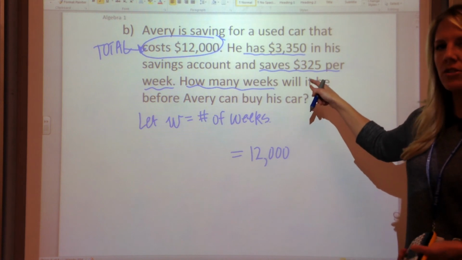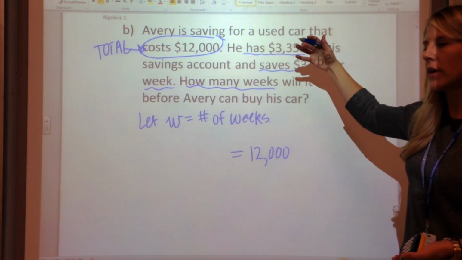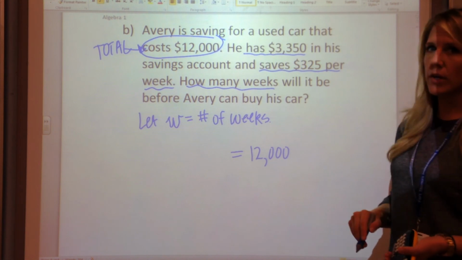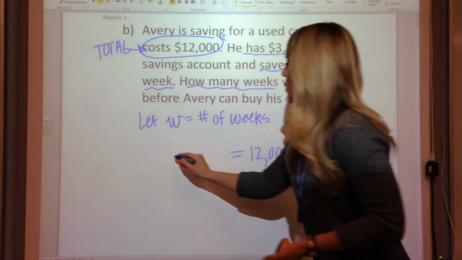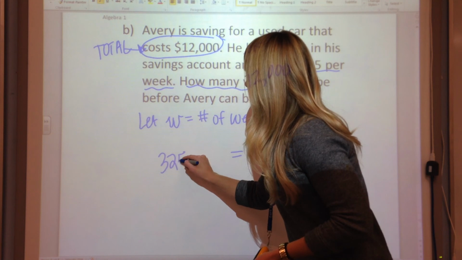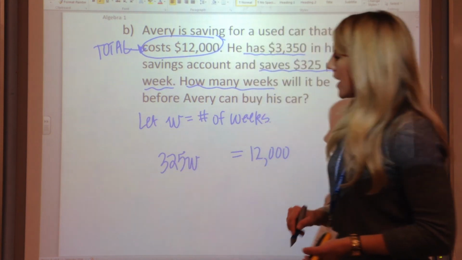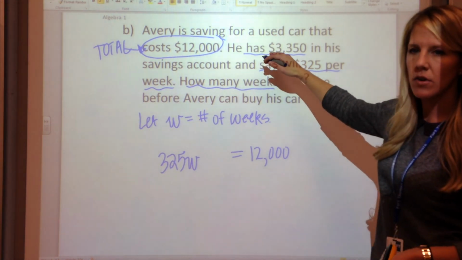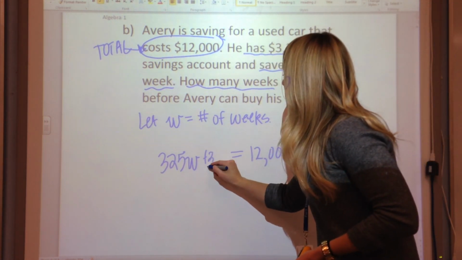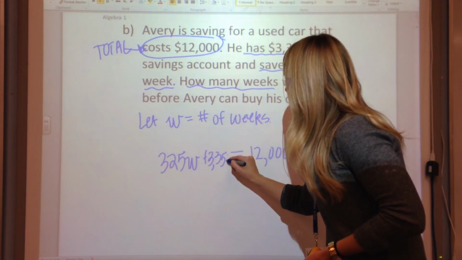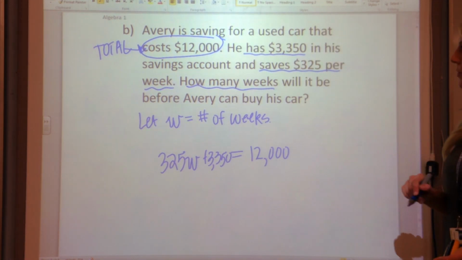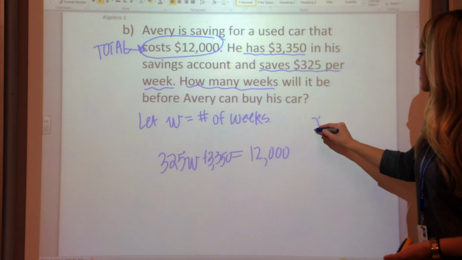Is it a constant increase or decrease? Increase, we're growing every single time because we're adding that much to the account. So how can I represent that? 325W. And what am I adding that to? I'm adding that to the 3,350 that I've already got in there. So now, it's going to be your job for homework tomorrow to go ahead and make your XY table.